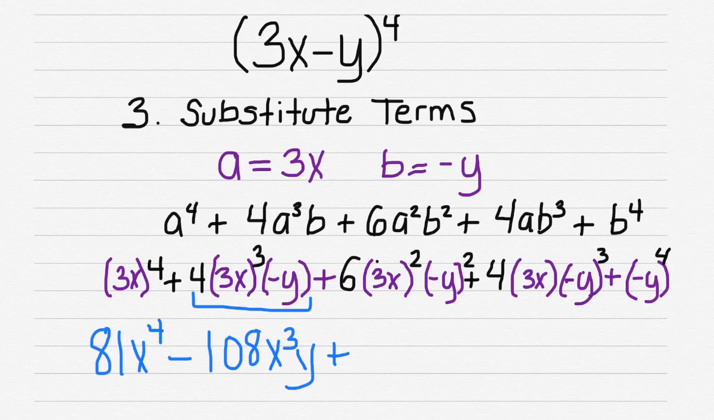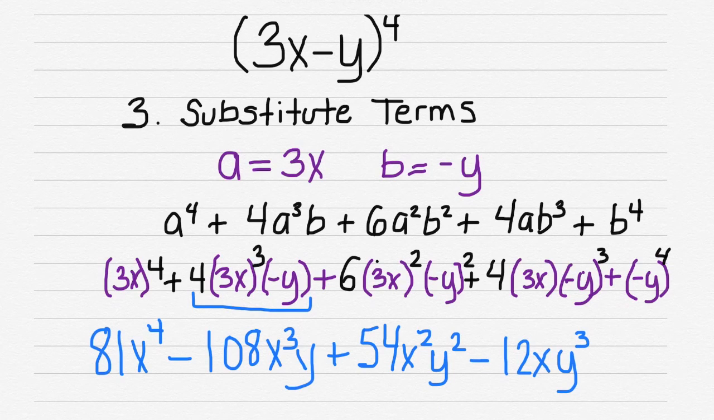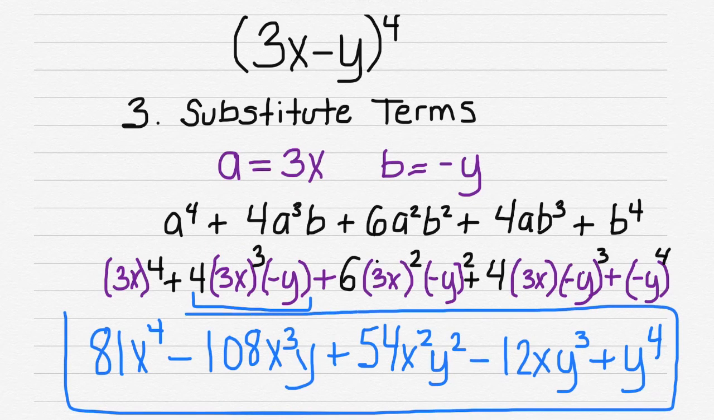Our next term, we are going to square 3x, so we would get 9x squared multiplied by 6. That would give us 54x squared. And our y is going to be positive y squared. Then our next term is going to be 12x. Our next term is going to be negative y. So negative times a positive is going to be a negative. So we're going to have a negative 12x y cubed. And then our last one is going to be positive y to the fourth. So this is going to be our answer to 3x minus y to the fourth power.